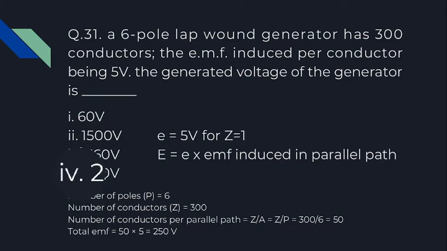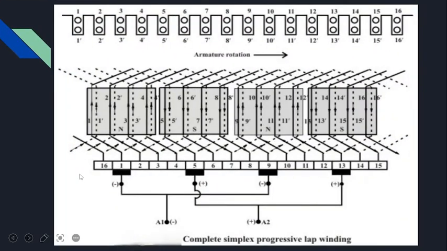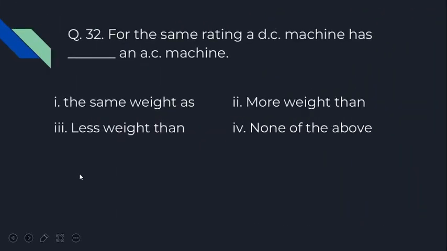Right. Now let's move on to the second question here. Question number 32 says that for the same rating, a DC machine has dash an AC machine. So they are comparing a DC and an AC machine here. The options are: the same weight as an AC machine, more weight, less weight, or none of the above.